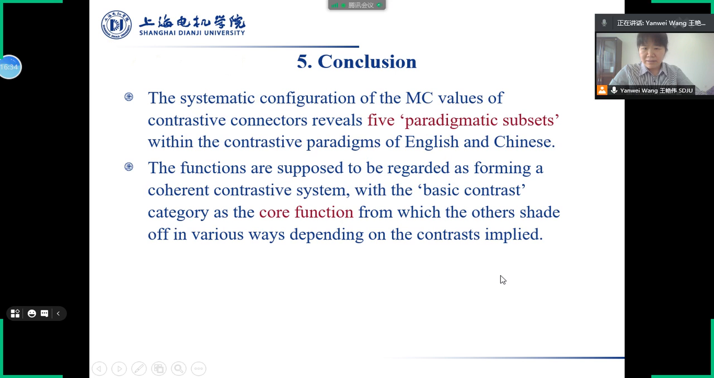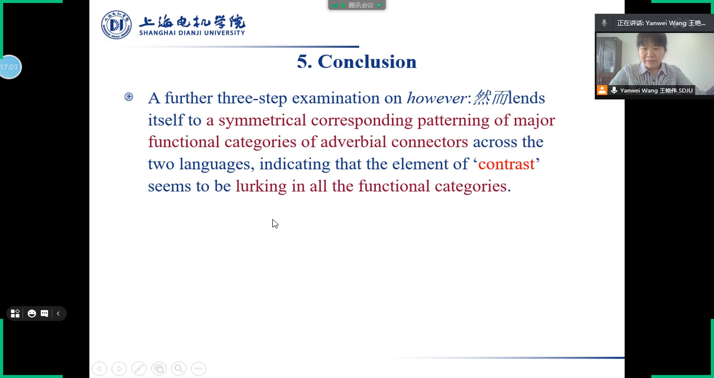Secondly, the systematic configuration of the MC values of contrastive connectives reveals 5 paradigmatic subsets within the contrastive paradigms of English and Chinese, with a basic contrast category as a core function, from which the others shed off in various ways depending on the contrasts implied. And finally, a further 3-step examination of however, 然而, lends itself to a symmetrical corresponding patterning of major functional categories of adverbial connectives across the 2 languages, indicating that the element of contrast seems to be lurking in all the functional categories. That's all for my report.